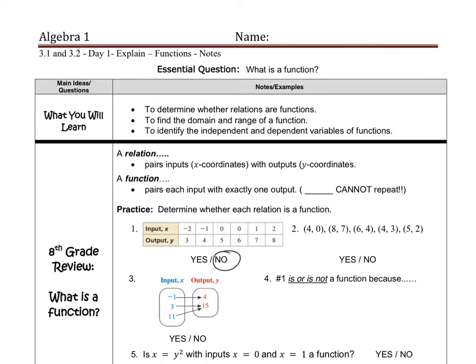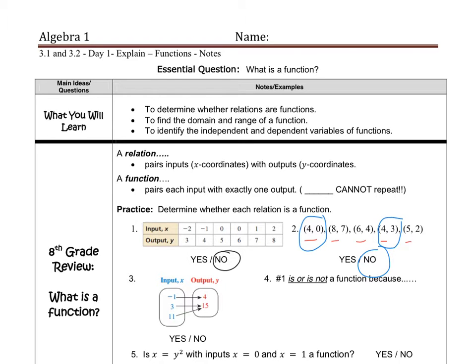Okay, on number 2, we're going to do the same thing. We're going to look at our inputs because that's what we can't have repeating with a different output. So if I look, I've got an input of 4, 0, and then over here I also have another input of 4, but it gives me a 3. That's not a function. Every input can only have one output.